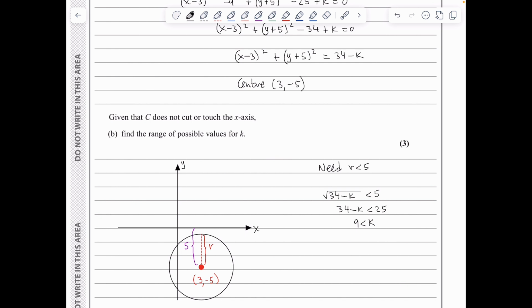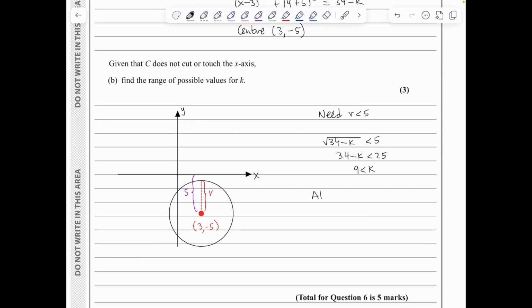But that's not the end of the story. Be careful here. r is a distance, it's the radius, so this means that the square root of 34 minus k should be a valid answer. It means that 34 minus k should be positive. Otherwise, when I take the square root of this, I'll be taking the square root of a negative, which on the calculator will give a math error. So I'm going to say that we also need 34 minus k to be greater than 0, which means 34 is greater than k. So all in all, we've got 9 being less than k being less than 34.